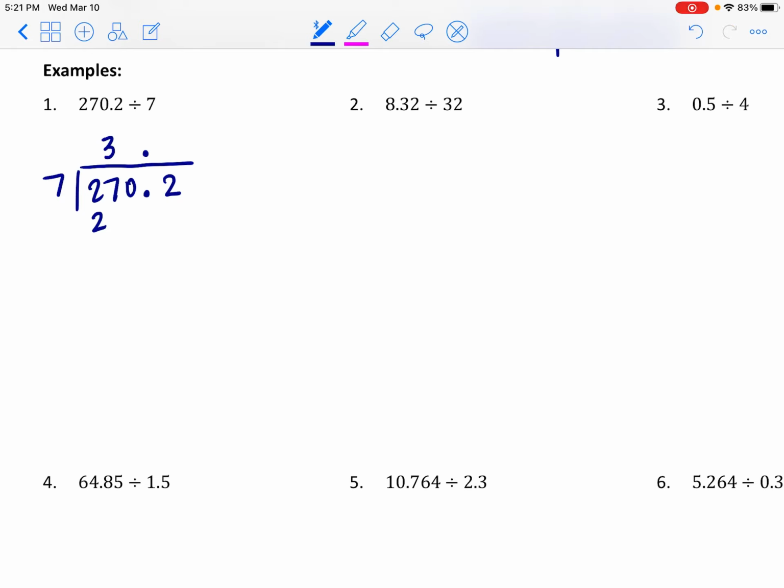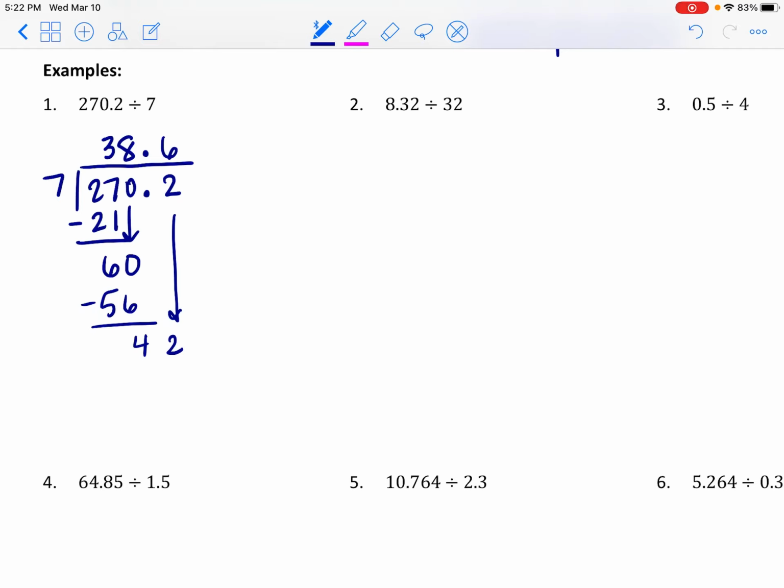3 times 7 makes 21. The 3 goes above the 7 because that's the place we're dividing into. If we subtract, we have 6 left over. We're going to bring down the 0. How many times does 7 go into 60? It's going to be 8 times. So 8 is going to go here again because we're dividing into that place value. 8 times 7 is going to give us 56. We subtract to get 4, and we bring down the 2. Lastly, how many times does 7 go into 42? 7 goes into 42 6 times.